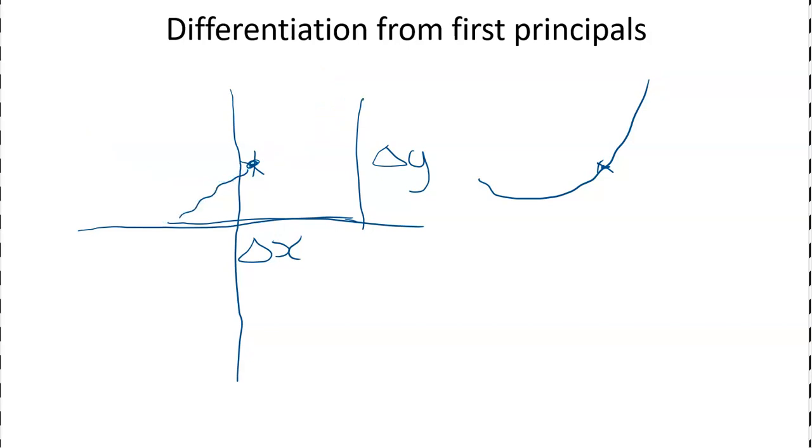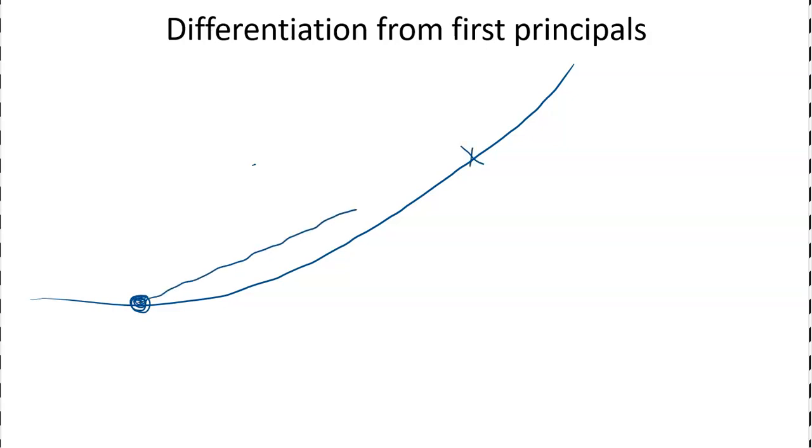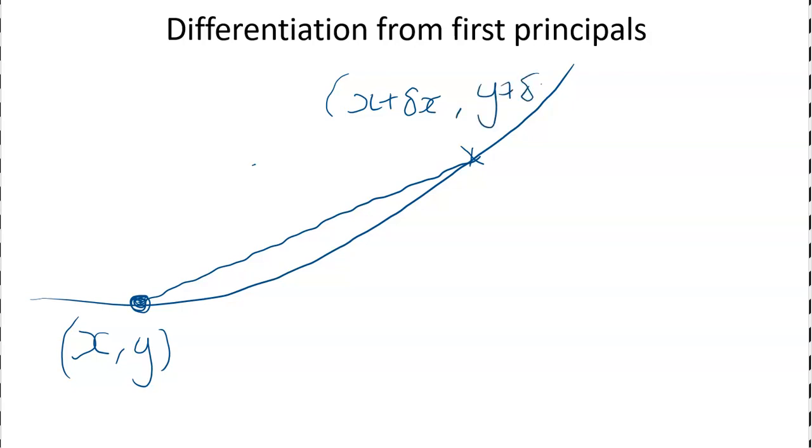So instead, we're going to start with our curve. Let's zoom in on our curve. So here's a bit of the curve here. Let's say we want the gradient at this point. So we'll take a little point up the curve. If this is x, y, then this is the point x plus a tiny bit of x, so delta x, little delta, means a little change in x, and y plus a little change in y is the point further up the curve. And we're really zoomed in here, so the distance between them is really, really small.